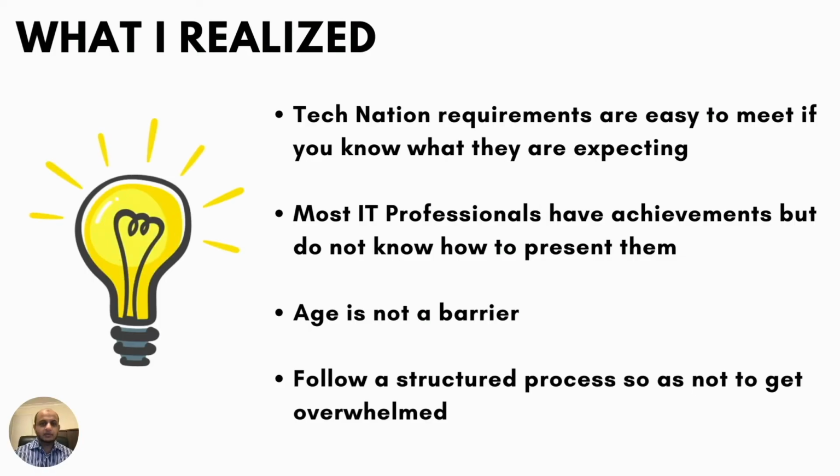Okay, so what I realized, based on my experience, is Tech Nation visa requirements are easy if you know what they're expecting. And most IT professionals do have achievements. They've won awards, they've spoken, they've published something, they have a GitHub profile, they have Stack Overflow. They have achievements within their jobs and outside their jobs, they've made impacts, okay? And age is not a barrier. I don't know where people get the idea that if you've crossed a certain limit, you cannot get this visa. No, they want people who are exceptionally talented. And of course, that comes with experience, right?